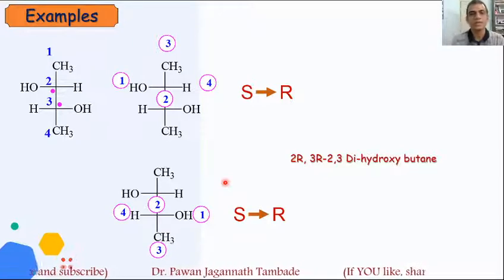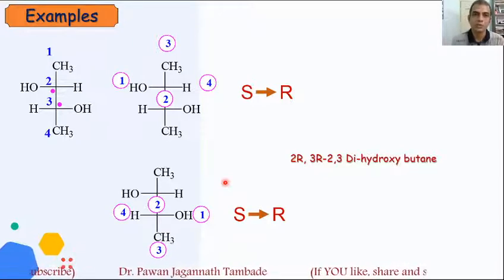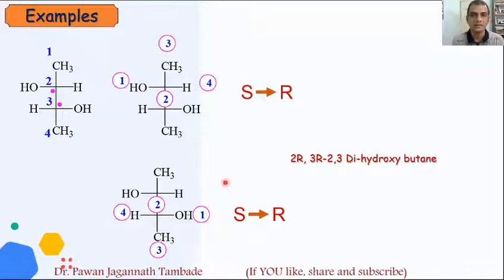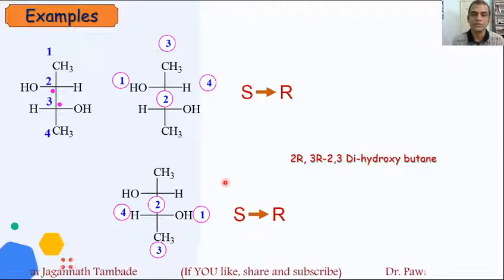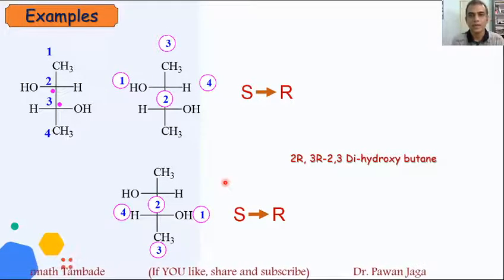So this is how we can assign R and S configuration to the molecule which contain more than one chiral center. This is very simple. We need to assign priority and configuration to one carbon atom at a time, and we can do it simply.